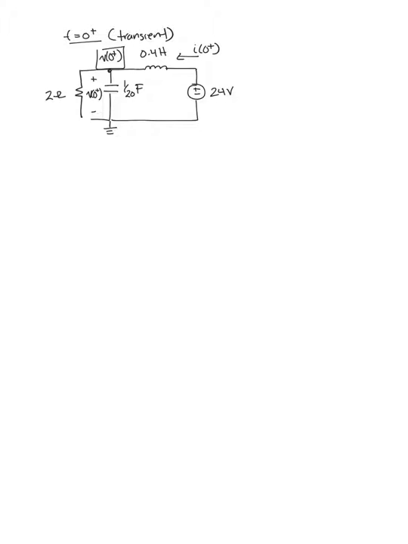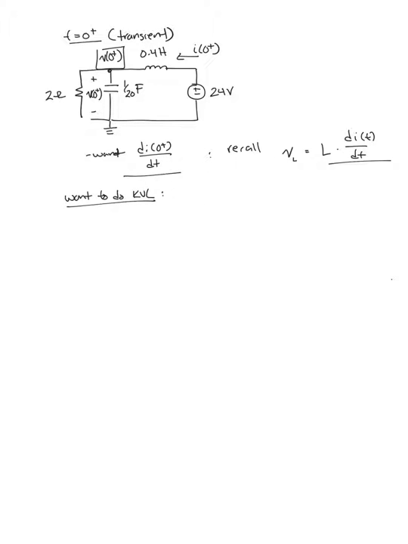Okay, for the next piece we want di dt at time 0 plus. So recall here that that term shows up in describing the inductor voltage. So V equals L times di dt. So we're going to want to do a KVL in order to describe the inductor voltage.